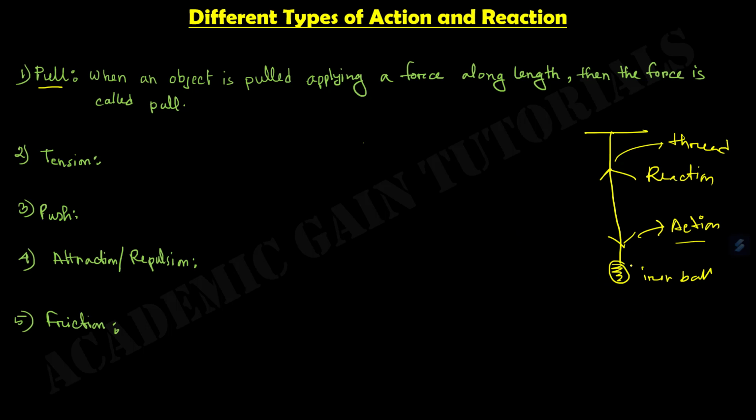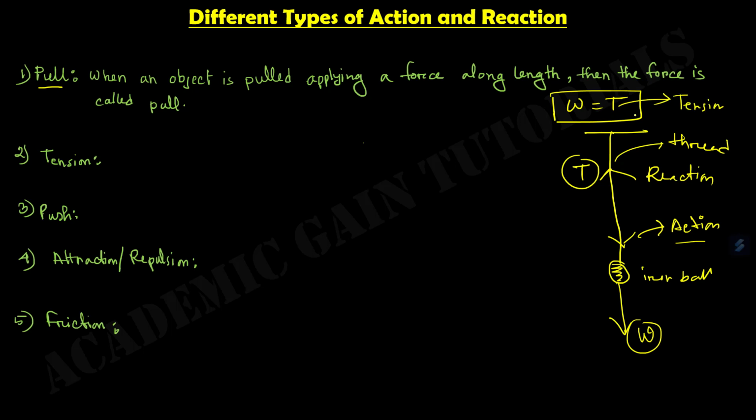Suppose this action happens because of the weight of this iron ball. This weight acts in the downward direction. This is W, and we represent the reaction force as T. According to Newton's third law, the weight W equals the reaction force T. This generated reaction force is known as tension.